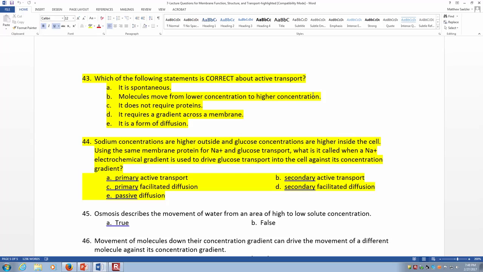Okay, so number 44, sodium concentrations are higher outside and glucose concentrations are higher inside the cell. Using the same membrane protein for sodium and glucose transport, what is it called when a sodium ion electrochemical gradient is used to drive glucose transport into the cell against this concentration gradient? Right, B, that would be secondary active transport.